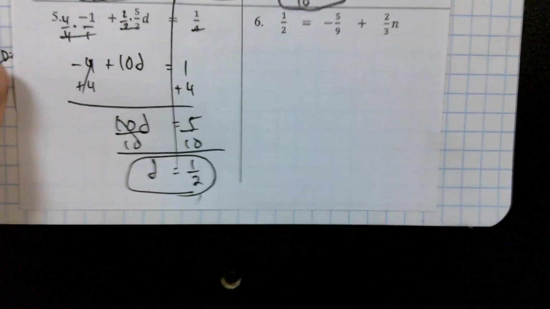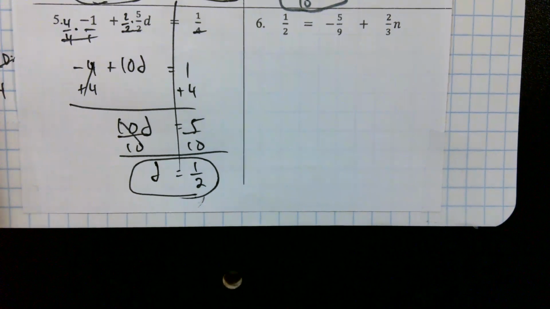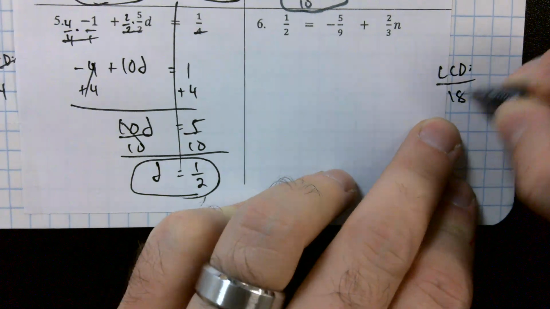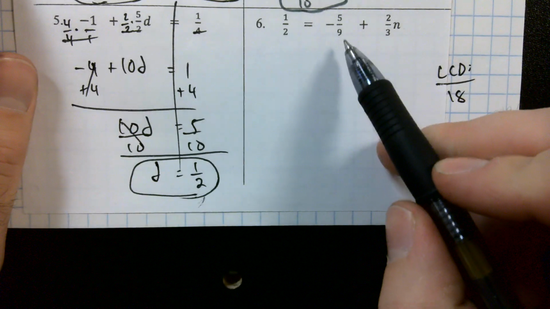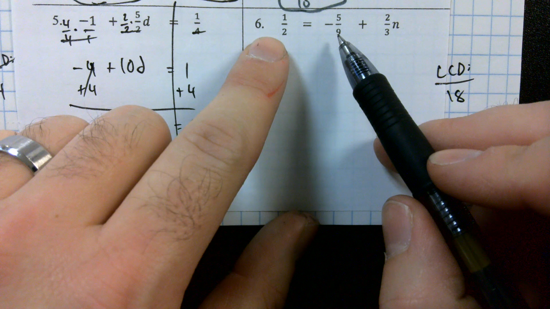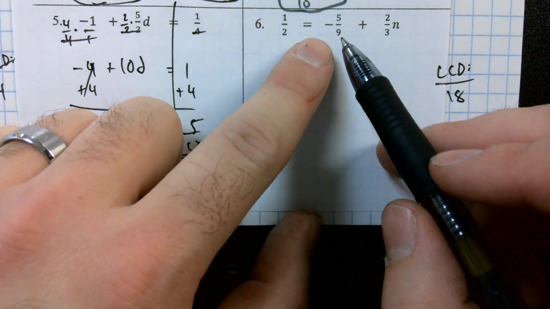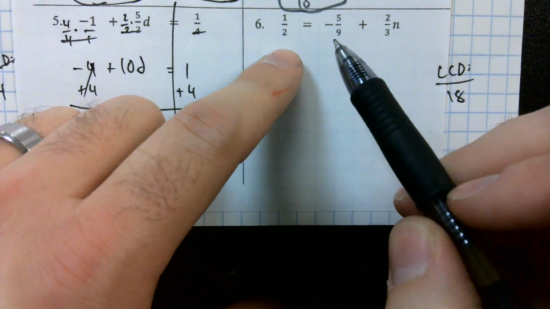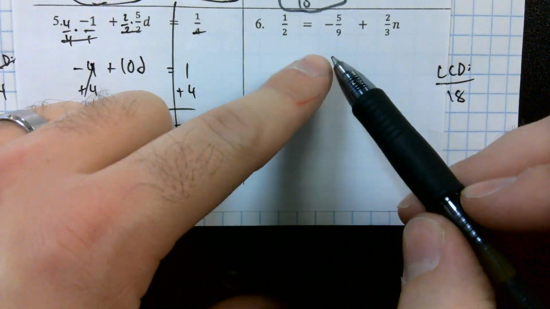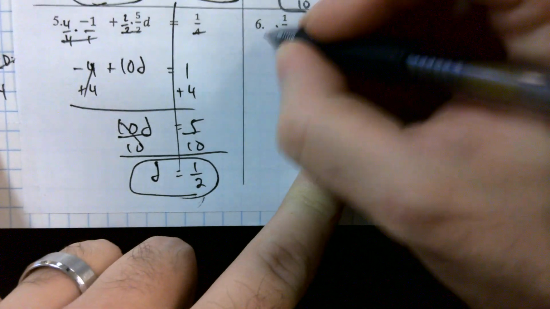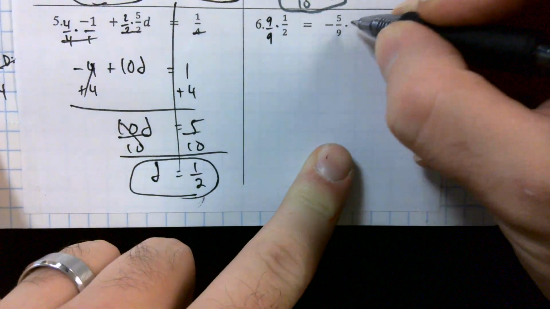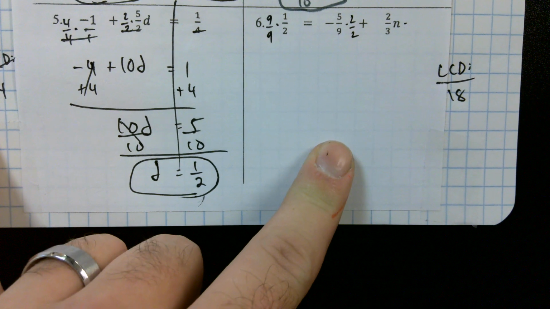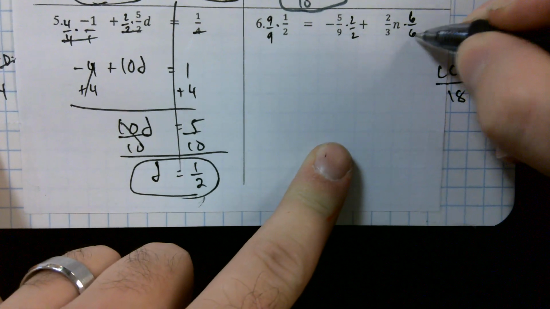Now, number 6 is a little bit trickier. What's my LCD in number 6? 18. Good job. Again, we focus on the biggest one, 9. Does 2 go into 9? No. Okay, so my next multiple for 9 is 18. Does 2 go into 18? Yes. Does 3 go into 18? Yes, it does. So I'm going to hit this one with a 9 over 9, this one with a 2 over 2, and what's my last whole fraction I'm going to use there? 6. Beautiful. 6 over 6.